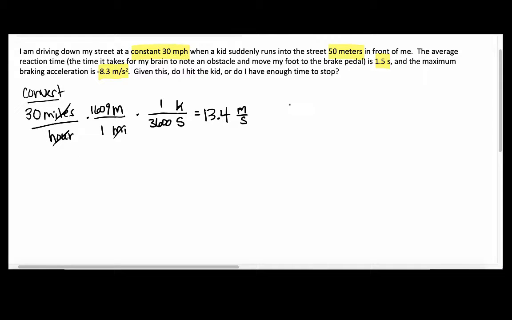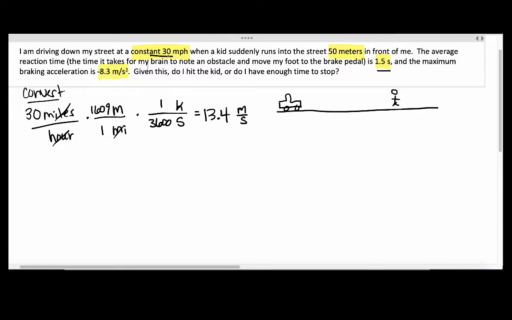There's two things going on here. I'm driving down the road, the kid jumps in front of me, and I don't immediately push my brakes. It takes me a second or 1.5 seconds to see the kid and for that to get processed in my brain, and then for my brain to actually move my foot onto the brake and for me to start braking. During that time period, I'm still moving at 30 miles per hour or 13.4 meters per second.